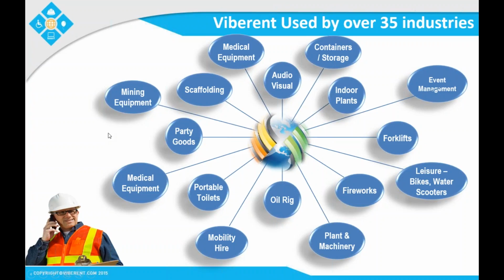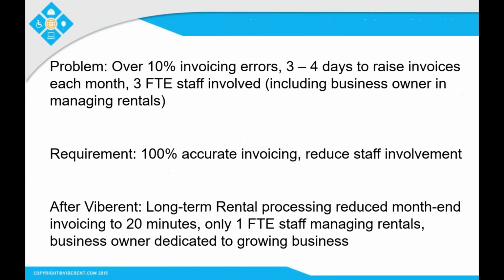Viberent is used by over 35 different industries. Simple things like party goods through to mining equipment, container storage, event management, forklifts. We even have customers in Scotland, North Sea, where they use Viberent to track oil rig equipment rented out to big oil companies like Shell and BP and all that.